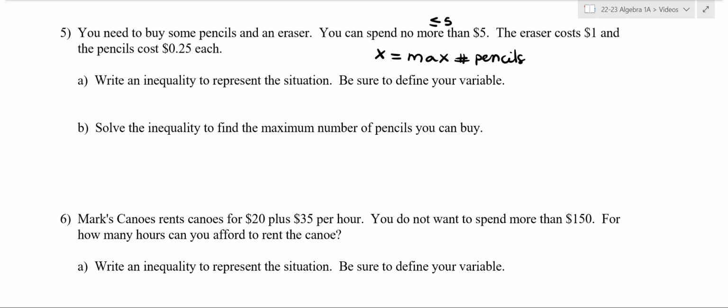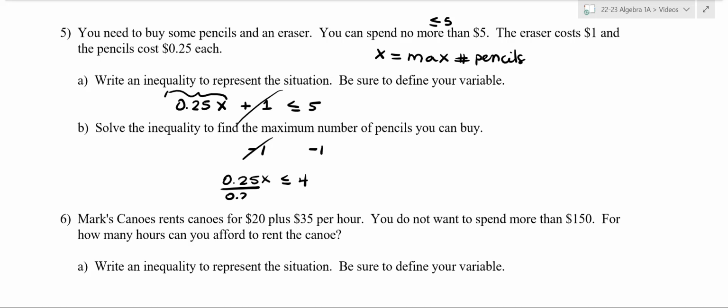The eraser is $1, and the pencils are 25 cents each. So 0.25x, right? Each pencil is 0.25, x is the number of pencils, plus the dollar of the eraser has to be less than or equal to 5. Okay, so now this is the term that has the variable. So minus 1, minus 1, 0.25x is less than or equal to 4.